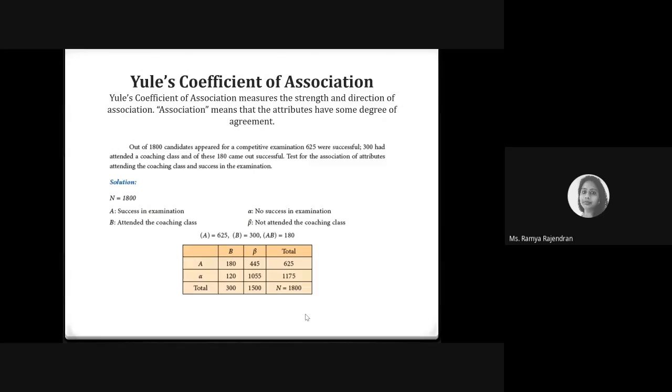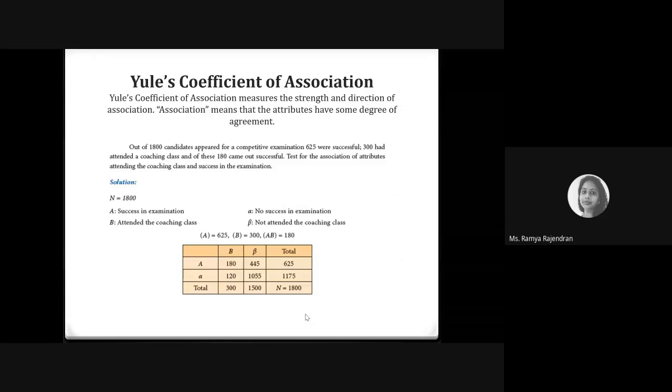So next one is Yule's coefficient of association. This is a method which measures the strength and direction of an association. Here we are using data from a competitive examination, and we're trying to find out if there is any association between people succeeding in the examination in relation to attending a coaching class for that.